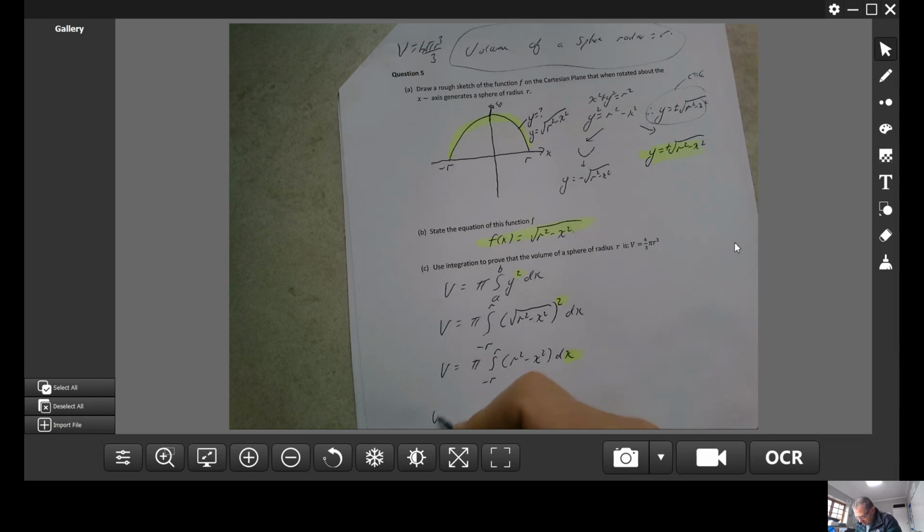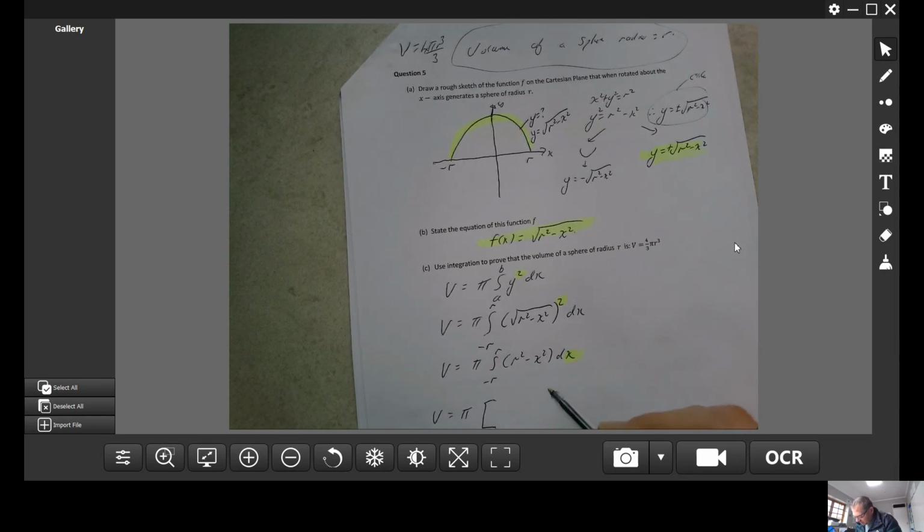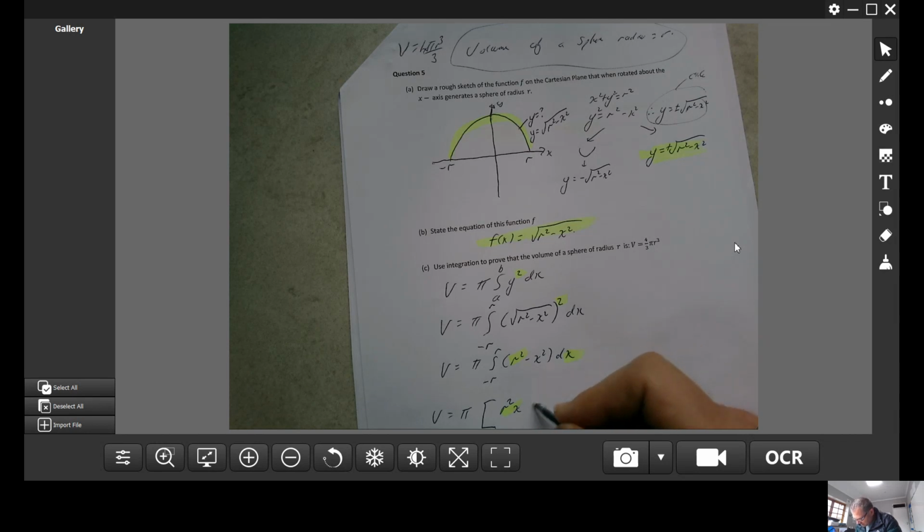So now I've got to do the integration. I'm going to have pi. What's the integral of r squared minus x squared? Well, r squared is just a constant. The integral of 5 is 5x, so the integral of r squared is r squared x. The integral of x squared is going to be minus x cubed over 3. And I'm finding the volume between minus r and r.